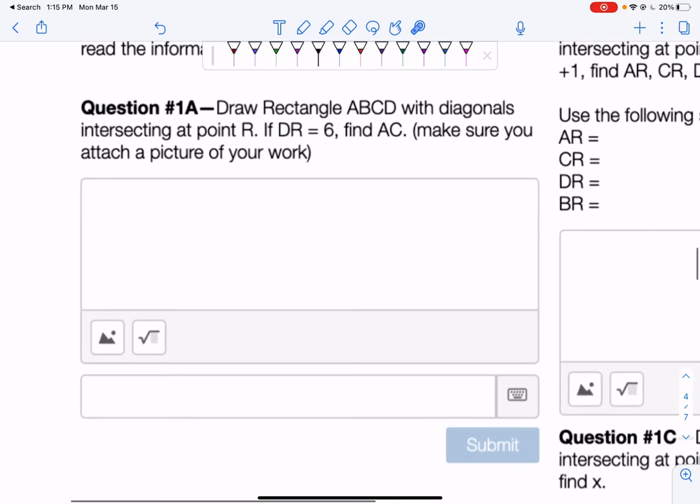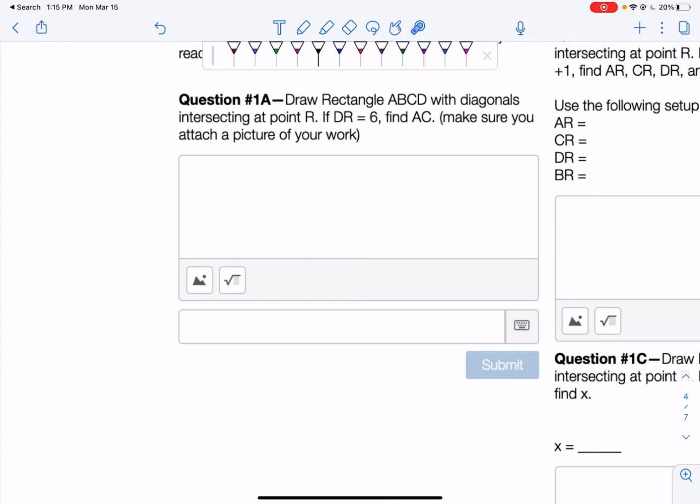Draw a rectangle ABCD with diagonals intersecting at point R. So I'm going to draw a rectangle ABCD.